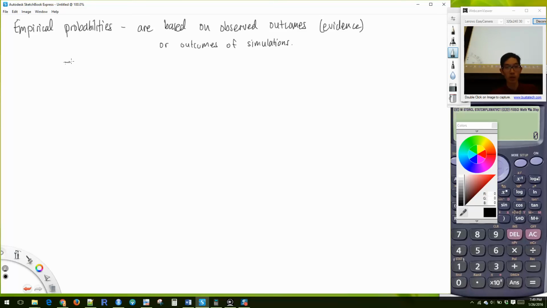Okay, they can be used to get a sense of what the theoretic probability is. Okay, so a silly example.